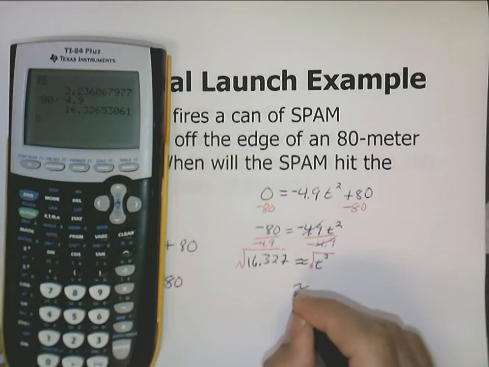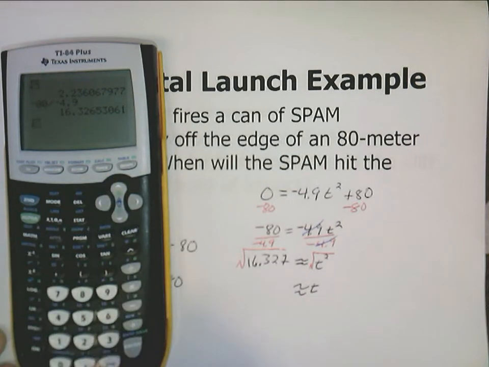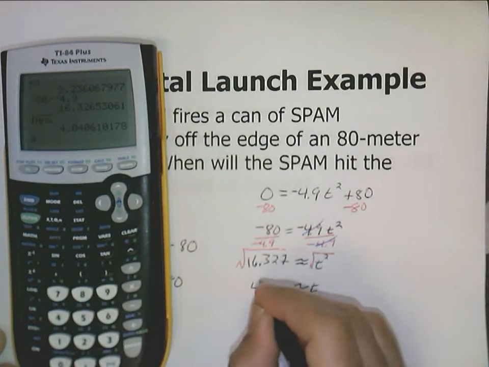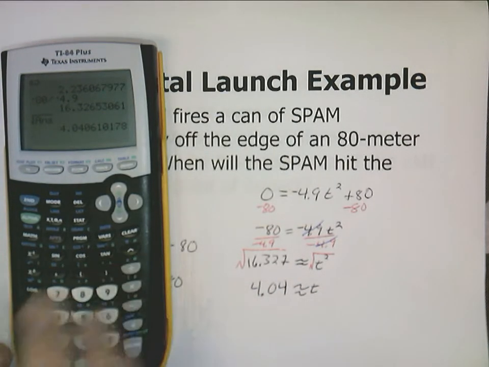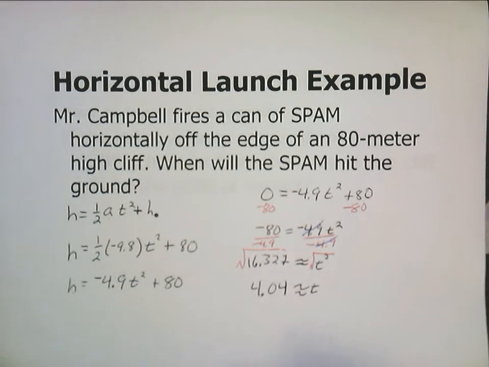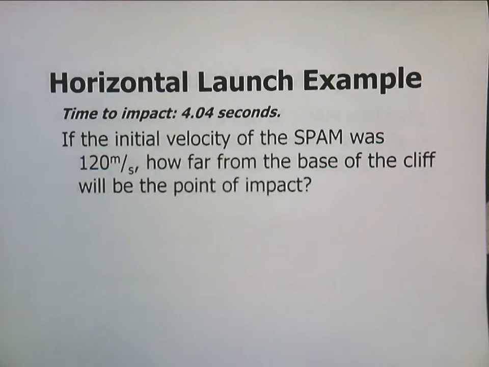And so the approximate value for t is just going to be what we get when we take the square root of that 16.327, and we're going to get about 4.04 seconds. Wonderful. So that's how long it's going to take the can of Spam to hit the ground. But now while it was falling that whole time, it was actually moving horizontally. So if the initial velocity of the Spam, the horizontal velocity, is 120 meters per second, we want to know how far from the base of the cliff will be the point of impact.